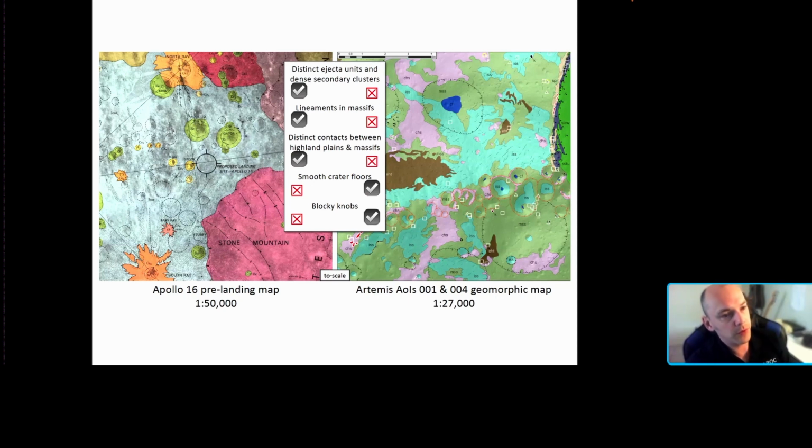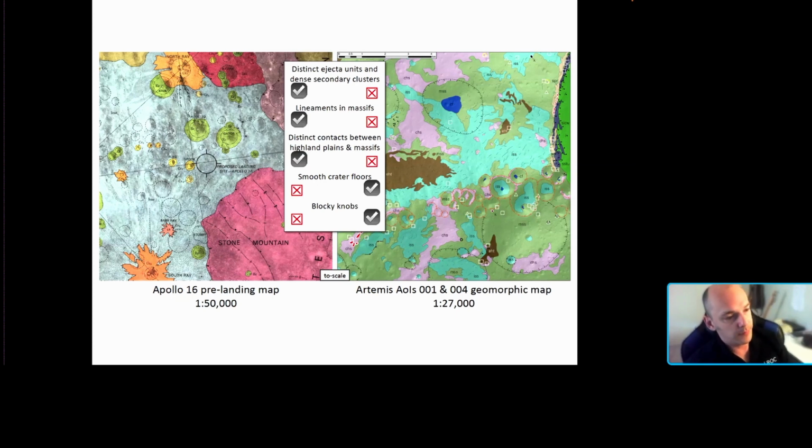These smooth crater floor units cover some of the older and, let's say, mid-sized craters around Shackleton. This is pending a further investigation: how far away from Shackleton they occur, what's the exact geographic association with Shackleton crater, and therefore also the potential genetic association with Shackleton crater.